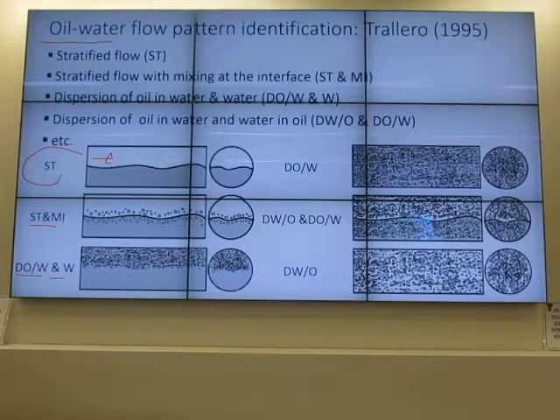In some cases, we can have full dispersion of oil and water. Alright, so we have fully mixed oil in water. Water is the continuous phase. Oil is the discontinuous phase. We can also have dual dispersion. So we have water as a continuous phase on the bottom and oil as a continuous phase on the top. So we have dispersion of water in oil and oil in water simultaneously. Right? We can also have dispersion of water in oil.